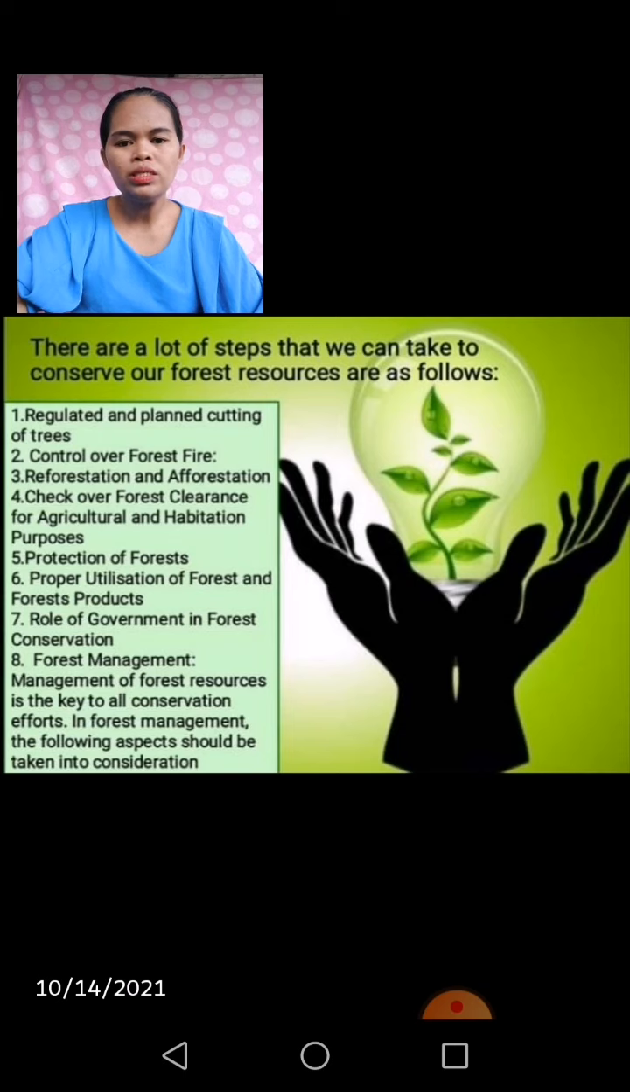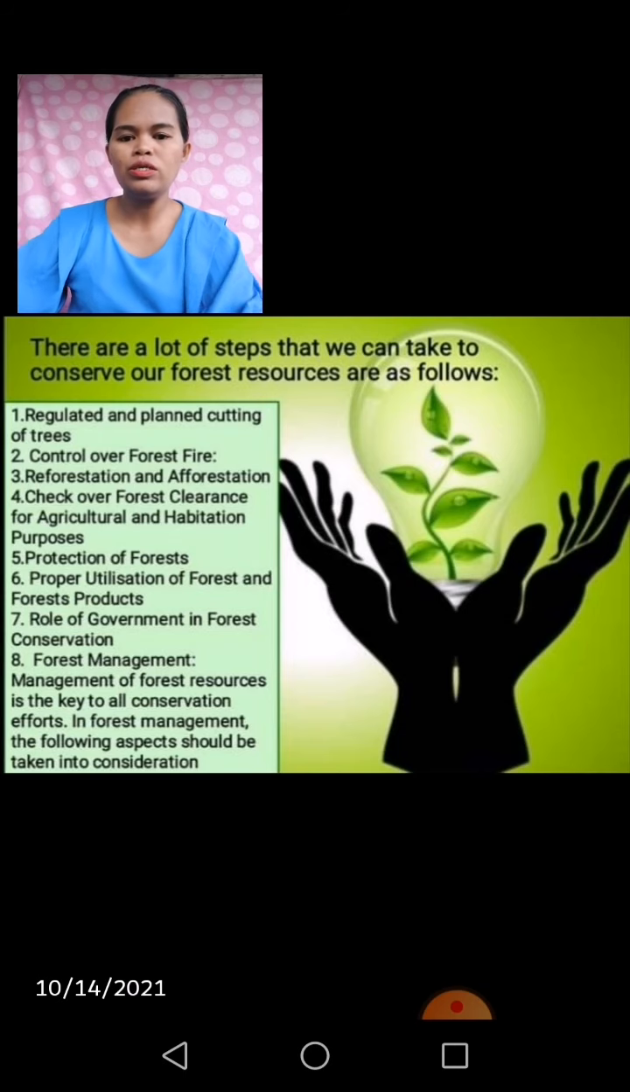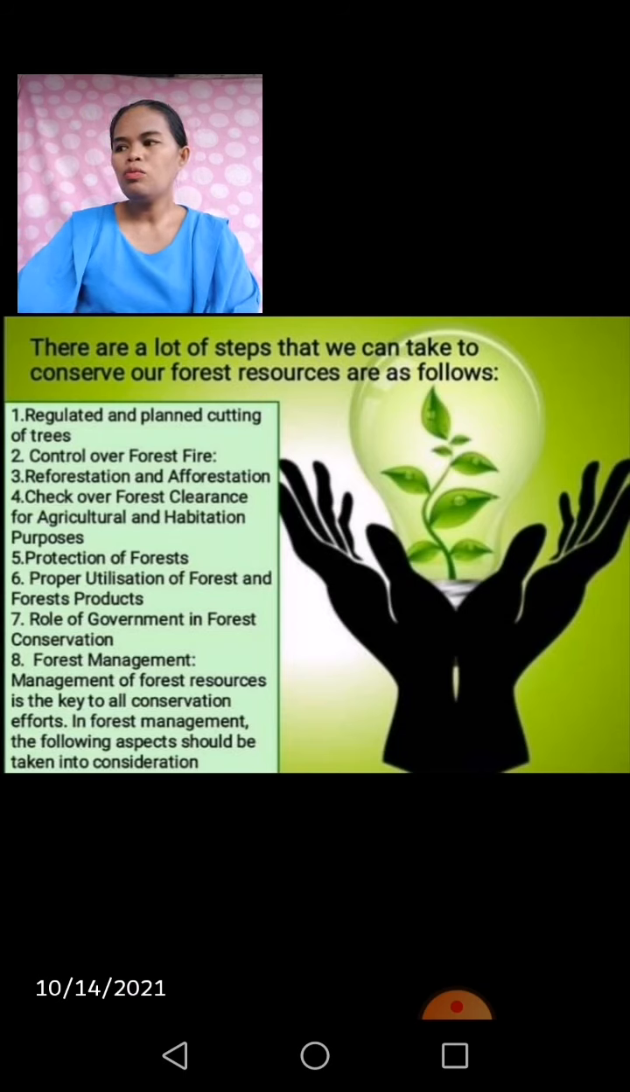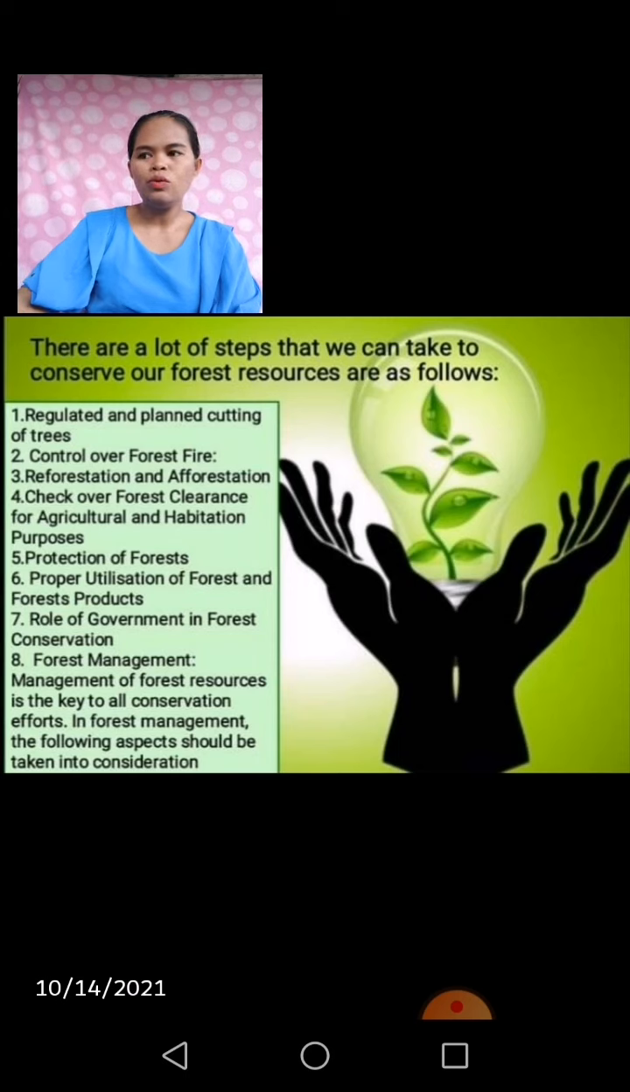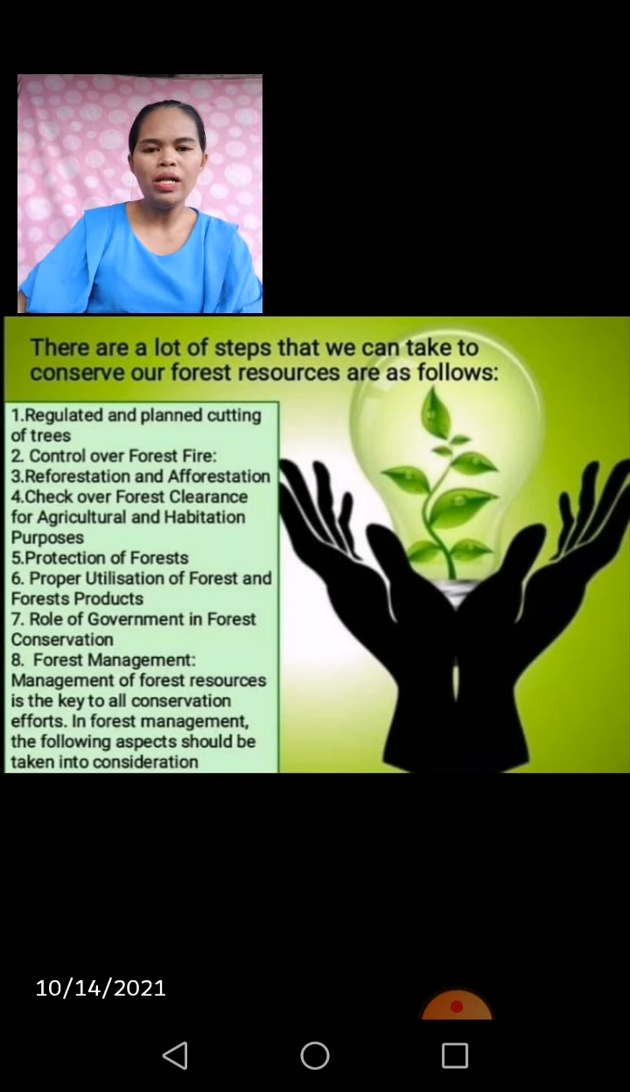Now the fourth one is check over forest clearance for agricultural and habitation purposes. Most of the present day agricultural land was once forested and then cleared for the use of agriculture. But now it has reached the stage where further clearance will be dangerous for the entire ecosystem. There are tribals in some parts of Asia, Africa, and South America where shifting cultivation is still a part of their system of land procurement.